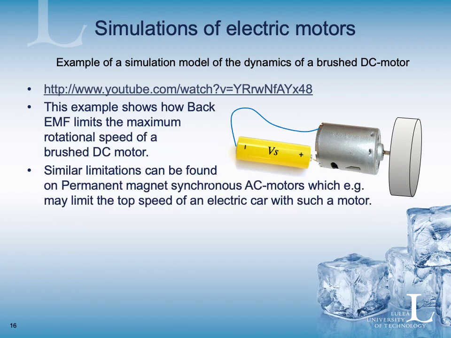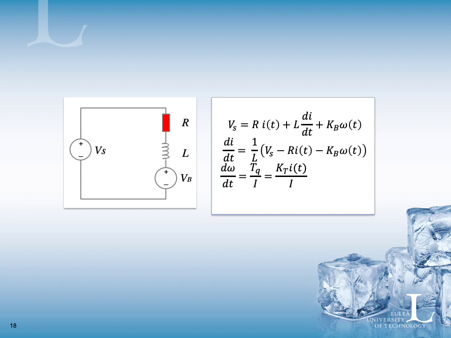And this example is actually a good example that shows how back EMF limits the maximum rotational speed of the brushed DC motor. And as we discussed, similar limitations can be found on permanent magnet synchronous AC motors, which, for instance, may limit the top speed of an electric car with such a motor. And as you can see, this is how the Simulink model will look. It is fairly simple, even if you're simulating something as abstract as an electric motor. But follow the instructions in the links and you will understand much more about how this motor is built and how it behaves during a startup sequence.